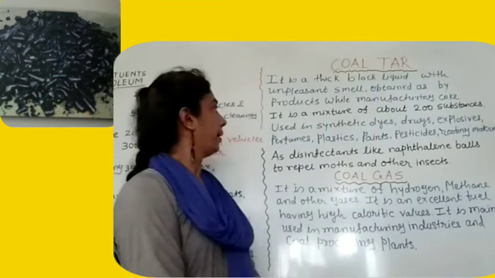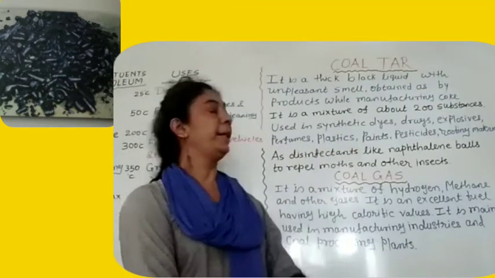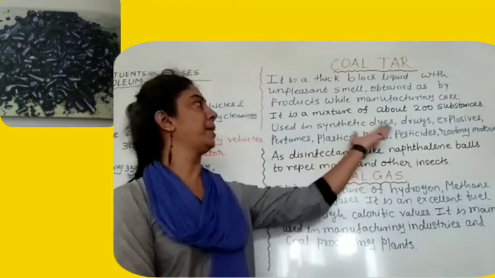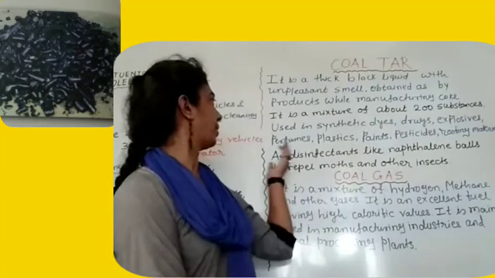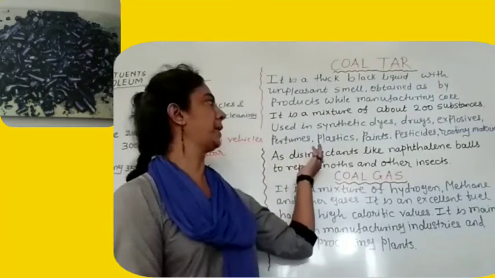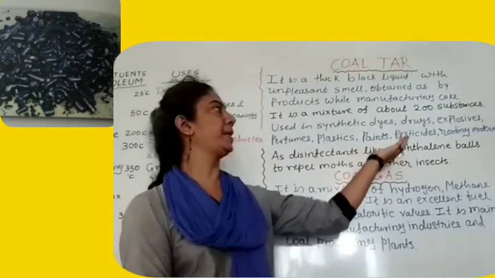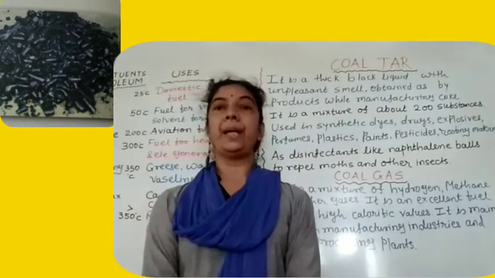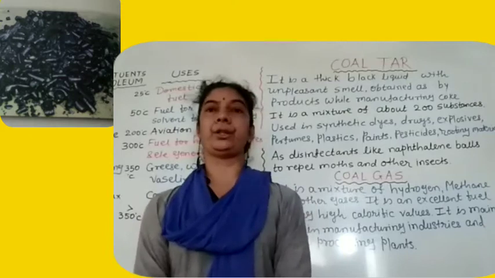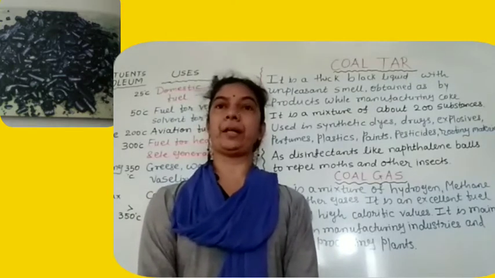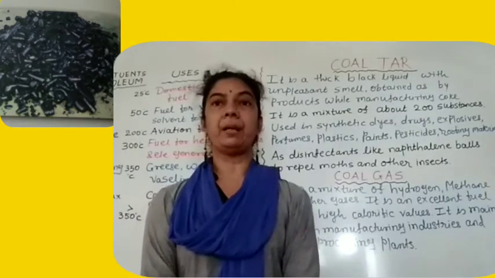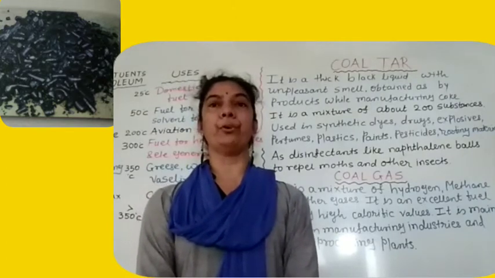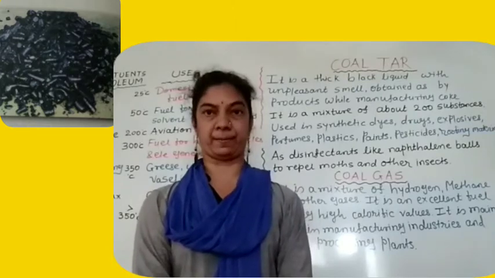Coal tar is used in different products such as synthetic dyes, drugs, explosives, perfumes, plastics, paints, pesticides, roofing material, etc. Mainly, coal tar is used as a disinfectant and in making naphthalene balls, which are repelling moths and insects.